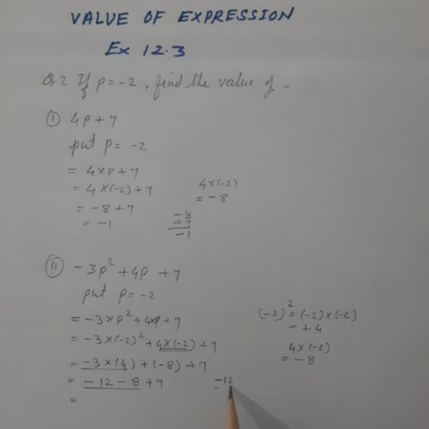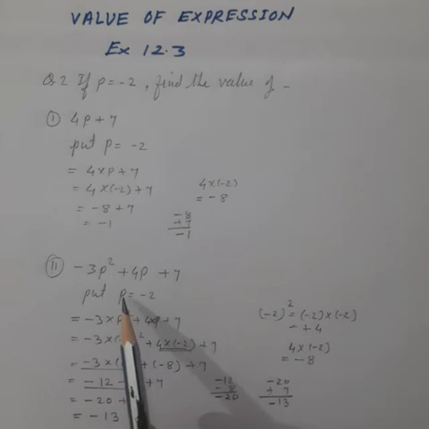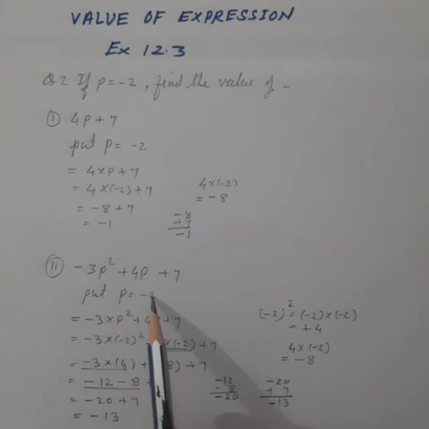Minus 12 minus 8. Both the numbers are negative. Add and give the same sign. Minus 20. Minus 20 plus 7. Signs are different. Subtract. Here we get 13. And give the sign of the greater number, ignoring the sign. So the answer here we get is minus 13. The value of the expression when the value of variable p is given minus 2 is minus 13.